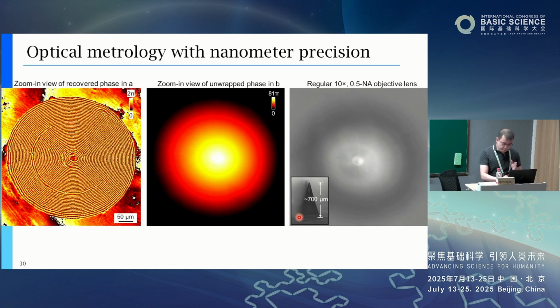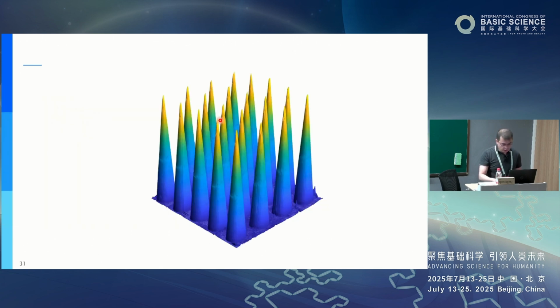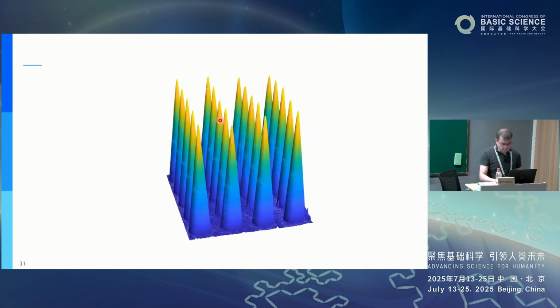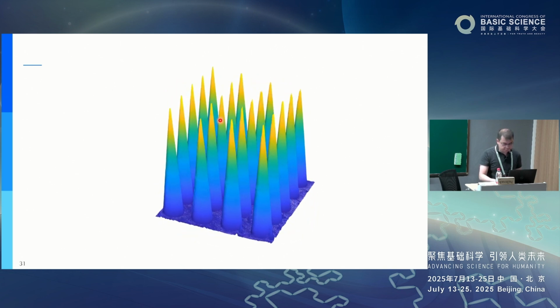You can tilt your sample and try to measure the microneedles at the outermost edge of the patch, but you cannot measure the shape within the patch. So this is the 3D image recovered using our lensless imaging device.